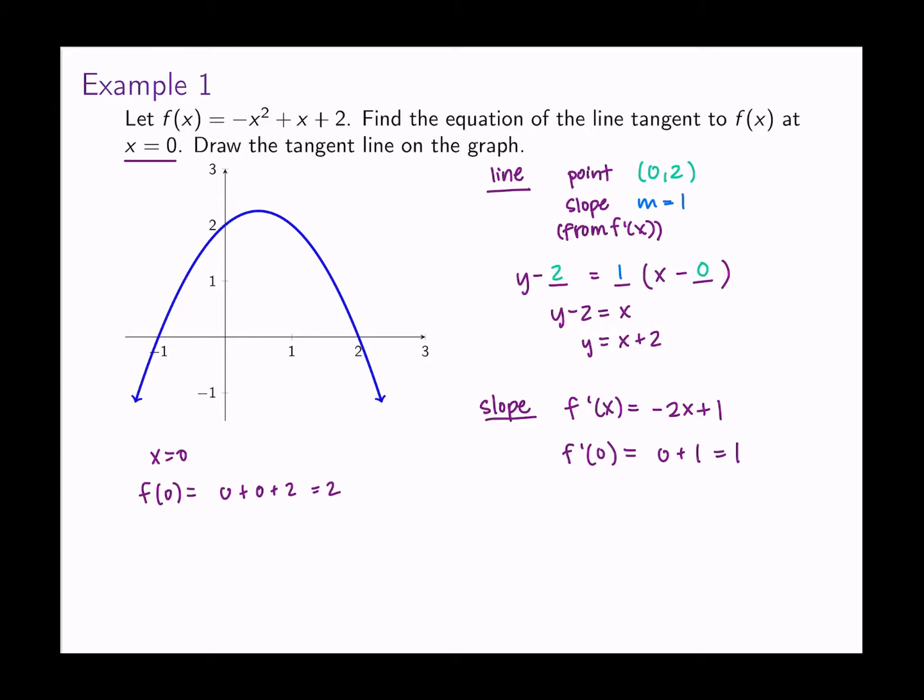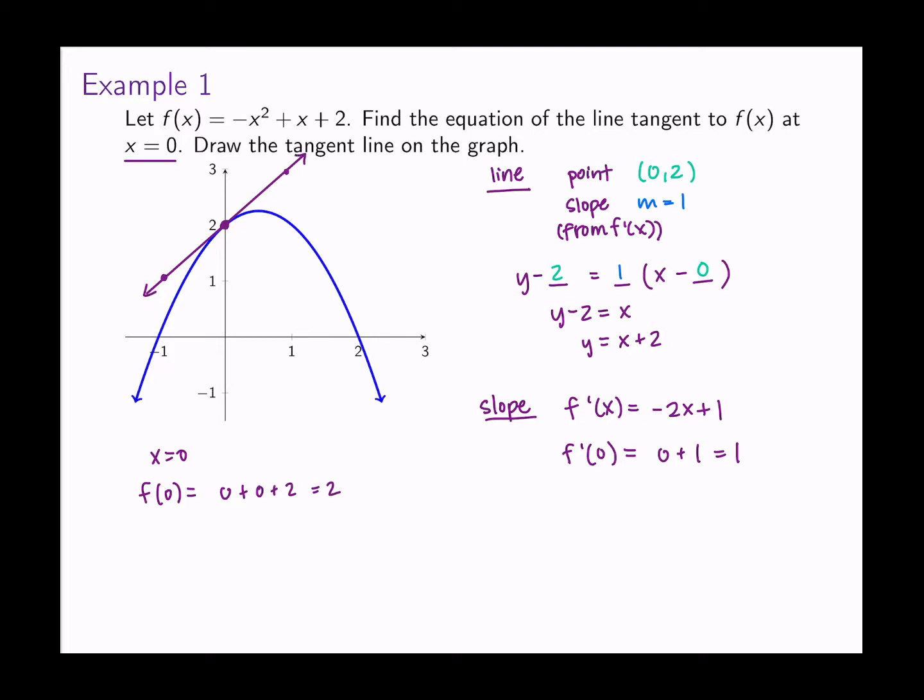So let's go over here and graph it. My point was (0, 2). I want the tangent line that goes through that point, and remember, it has slope 1. So I can go back 1 and over 1, and then up 1 and over 1. I have some points I can use as guidelines. There we go. There is a sketch of my tangent line.